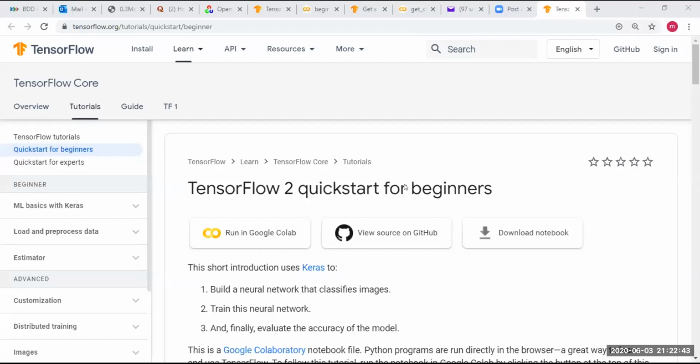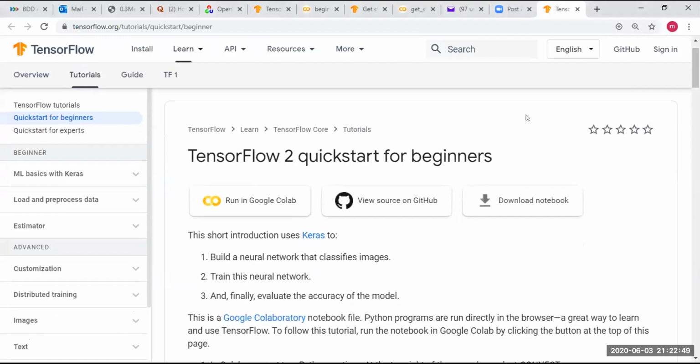So can you see a window with TensorFlow 2 Quick Start for Beginners in front of you? Yes, doctor, go on.